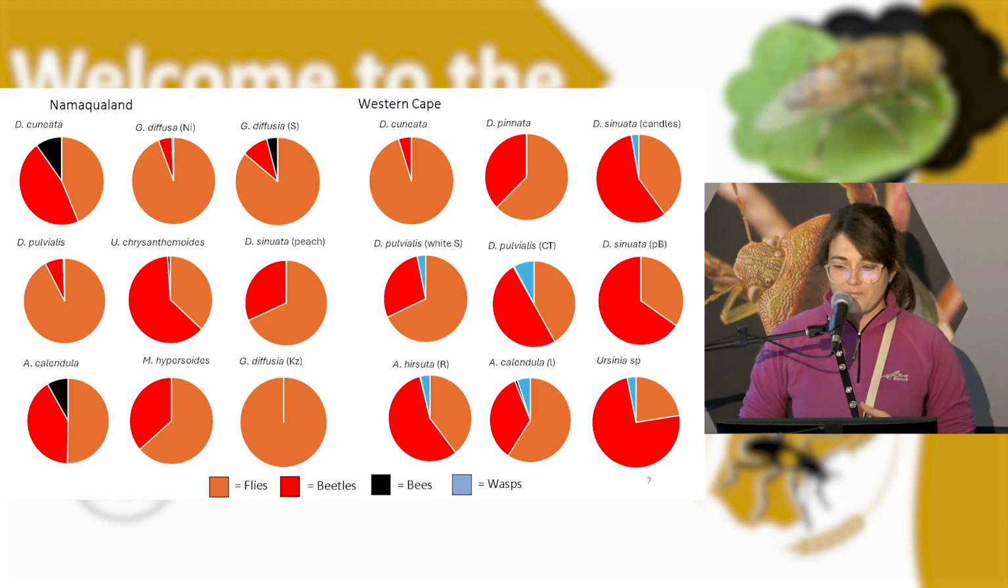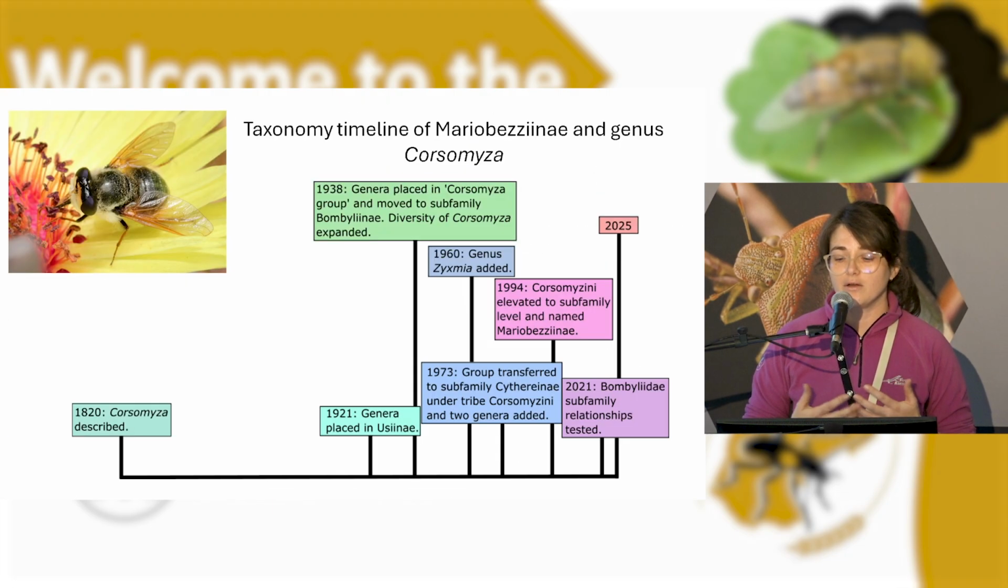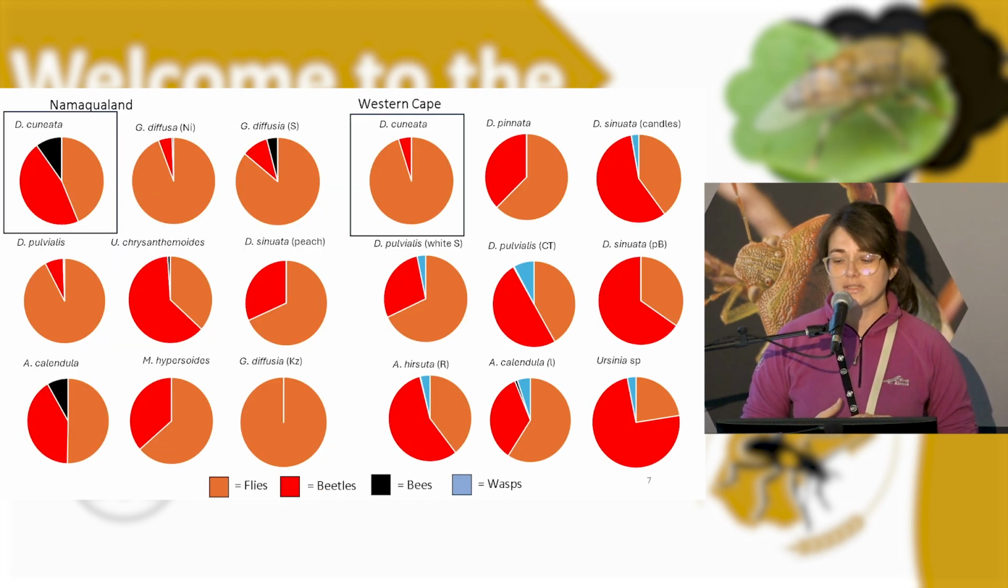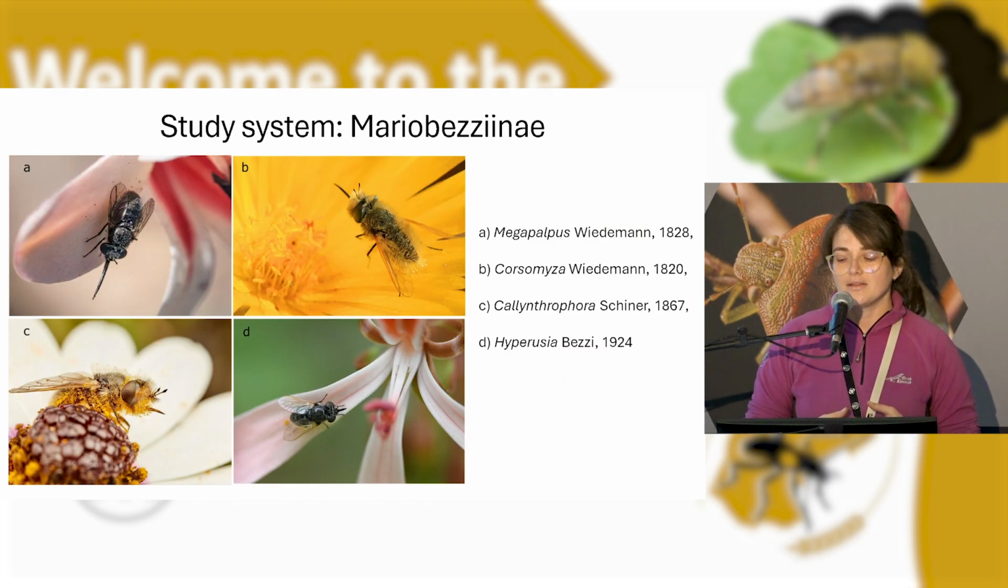And a large portion of the fly pollinators we see belong to the subfamily Mariobezziinae. While there have been numerous studies on the monotypic genus Megapalpus that suggest it's a keystone species in the Greater Cape Floristic Region, there have been no investigations primarily focused on the pollination ecology of other genera. And this is largely due to the taxonomic impediment of the group.